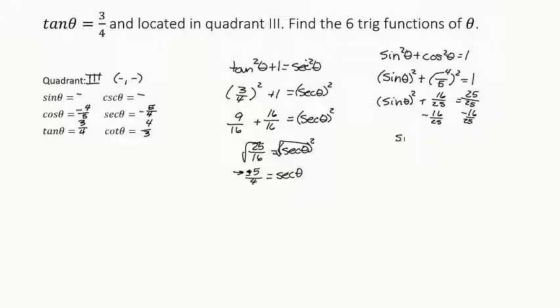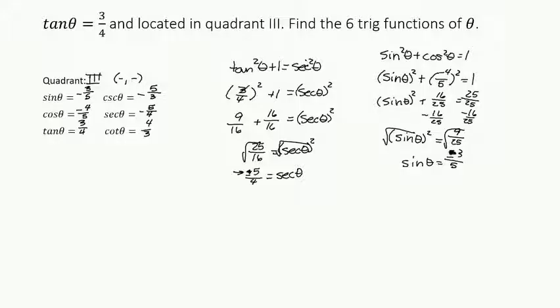So then we can subtract 16/25 from both sides, and then we get sine of theta squared equals 9/25. So then we can take the square root of both sides of this, and that'll give us the sine of theta equals plus or minus 3/5. But we know that we're in the third quadrant, so our sine is also going to be negative, so we can get rid of this positive answer and we just have negative 3/5. And then we can take the reciprocal of this and get negative 5/3 for our cosecant.